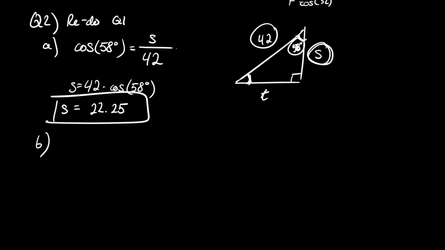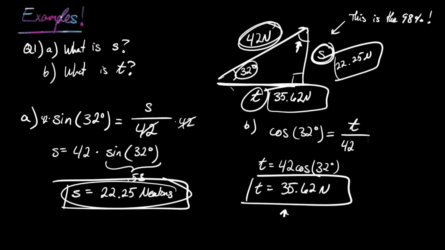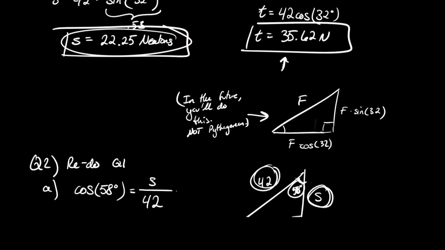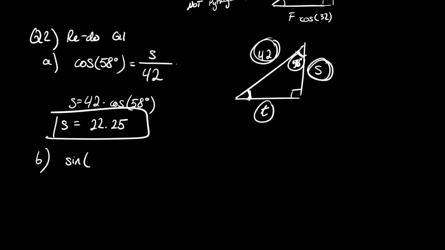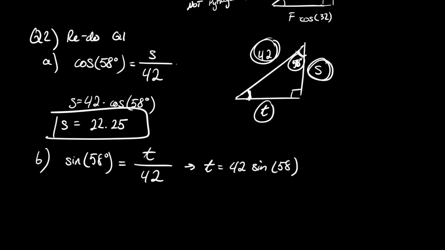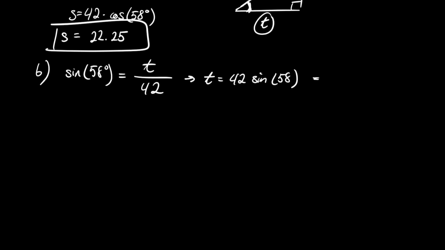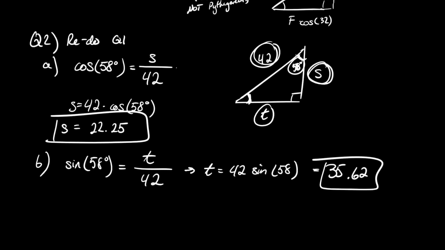Okay, for part B, let's get side T again. Again, T is the opposite side of the angle we're after, and we have the hypotenuse. And we search for which ratio uses the opposite and the hypotenuse. That's sine. So sine of 58, once our calculator spits out whatever number that is, it'll tell us how big side T is divided by 42. Again, we multiply both sides by 42, and we get 35.62 once again. So great, we found both sides are in agreement with what we had done last time, which is awesome.